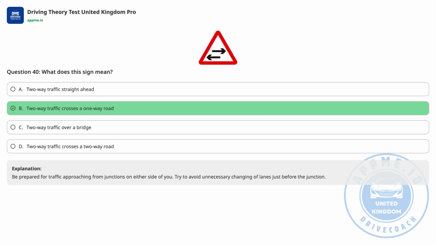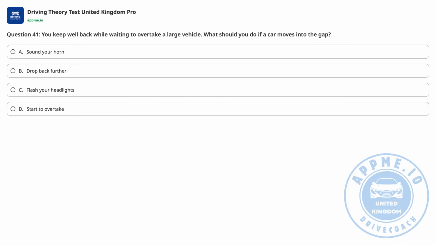The correct answer is B. Question 41. You keep well back while waiting to overtake a large vehicle. What should you do if a car moves into the gap? A. Sound your horn. B. Drop back further. C. Flash your headlights. D. Start to overtake.